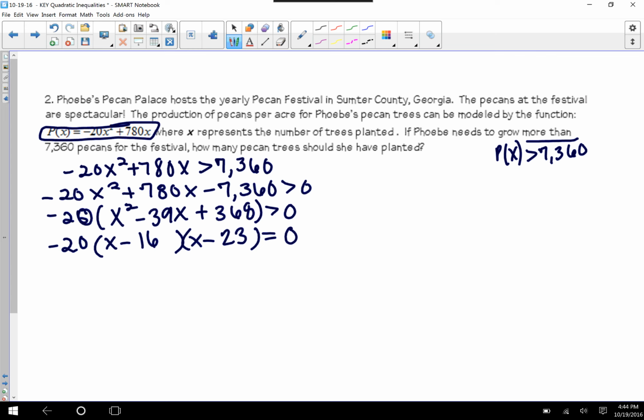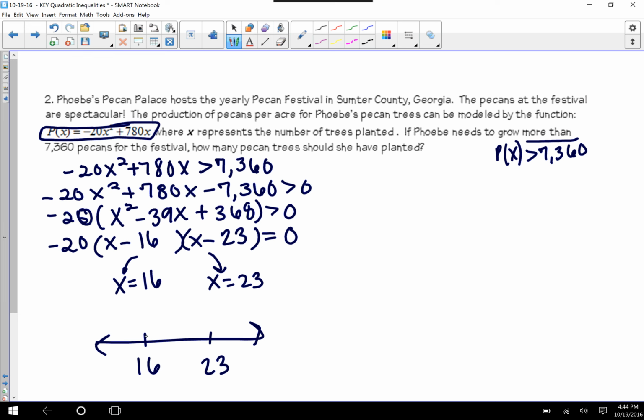Okay, I went ahead and set it equal to 0 so that I could get my x values. I get 16 and I get a positive 23. 16 and 23 are solutions to the quadratic, which means that if you graphed it, those are your x-intercepts, right? So I'm going to give myself a number line, 16, 23. These are greater than, so I'm going to have open circles because it's not greater than or equal to, it's just greater than. She just needs more than 7,360 pecans.